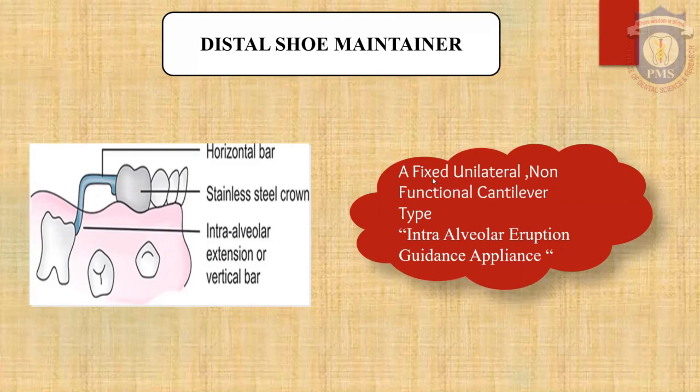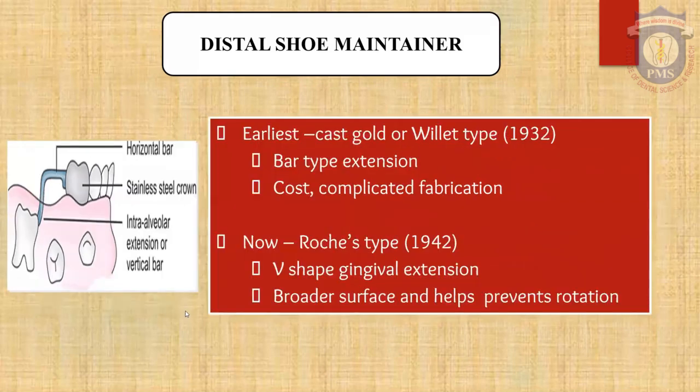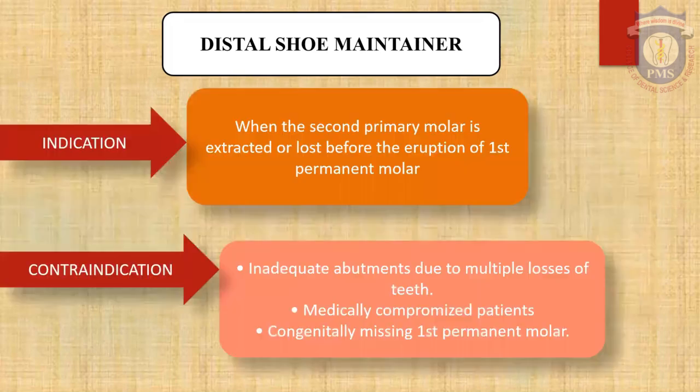So this appliance is a fixed, unilateral, non-functional, cantilever type of space maintainer. As the vertical arm extends intra-alveolar, it is also known as intra-alveolar eruption guidance appliance. There are two types of this space maintainer. The earlier type is made up of cast gold and is also known as the Willet type. In this, the vertical arm consists of a bar type extension; as it is made up of cast gold, it is very costly and the design and fabrication is a very complicated process. The newer type, that is the Roche type, has a vertical arm made up of a V type of extension. The broader surface of this V prevents the rotation of the permanent first molar.